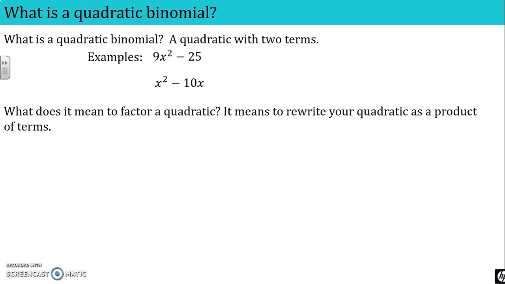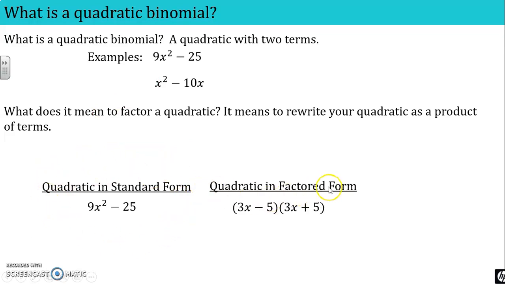What does it mean to factor a quadratic? Because that's what we're going to be doing in this video. It means to rewrite the quadratic as a product of terms. So we want to be able to rewrite it as something times something. So if this is a quadratic written in standard form, this is that exact same quadratic written in factored form. And this is what I mean to rewrite it as a product. This has been rewritten as a product. And what I mean by that is we have one term times another term. So we rewrote it as two terms multiplying each other.